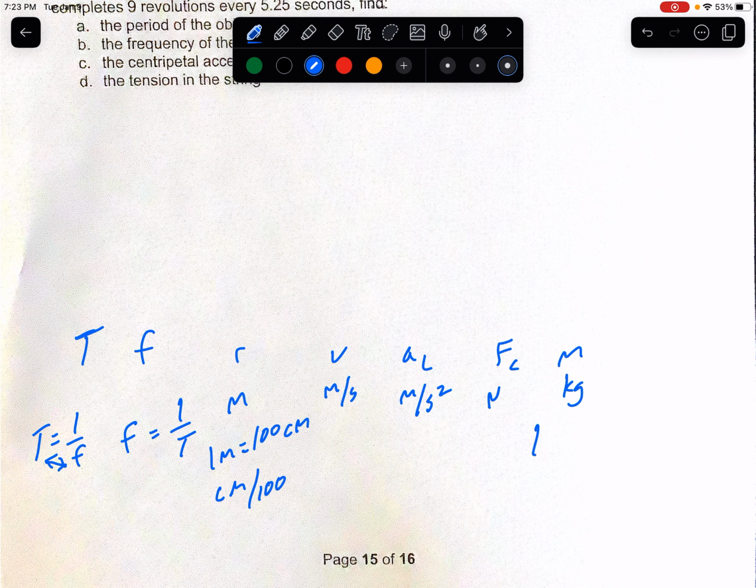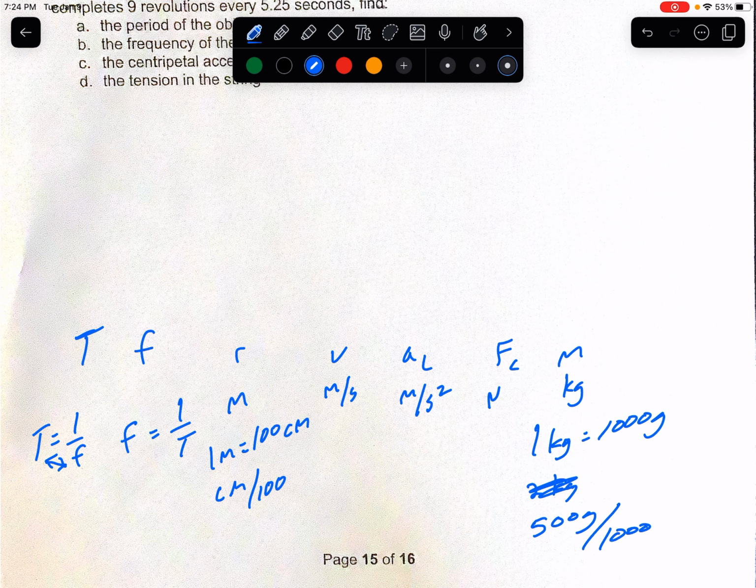Remember, for 1 kilogram, there are 1,000 grams. So if I saw 2 kilograms and you wanted that in grams, which you wouldn't, you'd multiply by 1,000. Or if I saw something like 500 grams and I needed it in kilograms, you're going to divide that by 1,000.